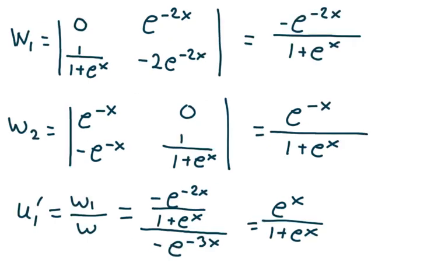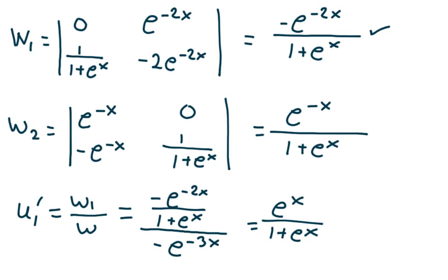My W sub 1, remember, it's the determinant of a 2 by 2 matrix, where in the first column, we're going to have 0 and the function. So in other words, we're going to have 0, 1 over 1 plus e to the x. In the second column, we have y2 and its derivative. So in other words, we have e to the negative 2x, negative 2e to the negative 2x. And so W sub 1 is negative e to the negative 2x over 1 plus e to the x.